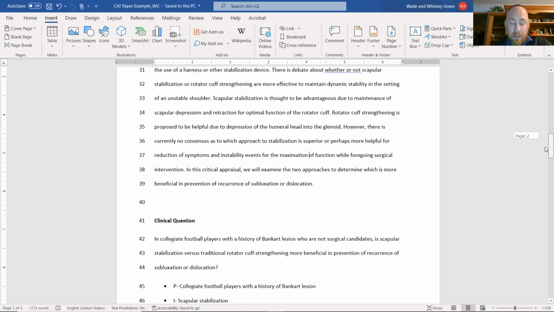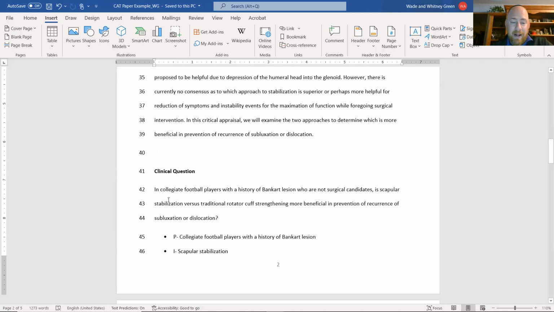Next section, clinical question. Here it is. In collegiate football players with a history of Bankart lesion who are not surgical candidates for whatever reason, right? Maybe it's just not a right time for them. Maybe they've only dislocated once and maybe they can be treated conservatively, right? Is scapular stabilization versus traditional rotator cuff strengthening more beneficial in prevention of recurrence of subluxation or dislocation?